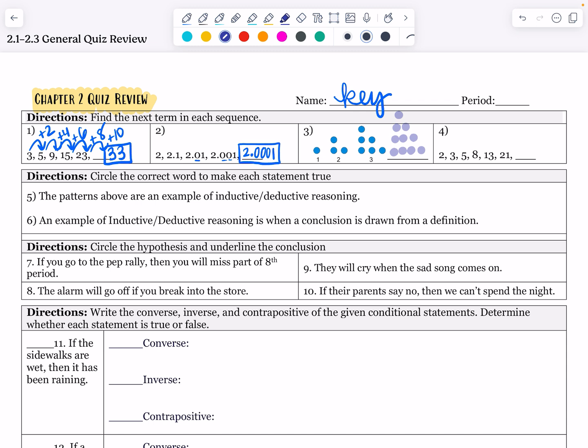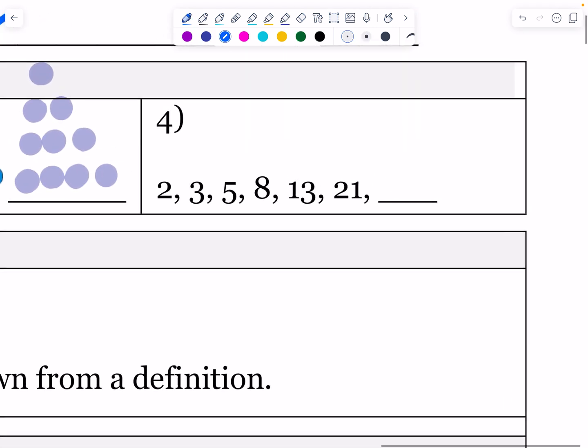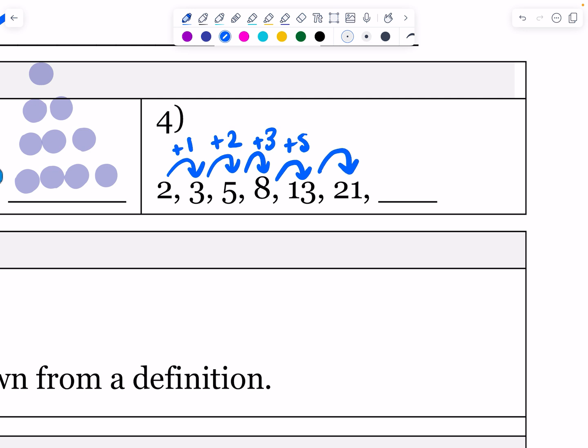All right, this next one is tricky. So if you've already started this one and you are just stuck, this next one is tricky because when we first go to look at it, we notice that they're increasing. 2 plus 1 is 3, plus 2 is going to be 5, plus 3 is going to be 8. So you might think you have it figured out. But when you go to do plus 4, that is not the case. 8 plus 4 would give me 12. So 8 plus 5 gives me 13, and then 13 to 21 is plus 8.